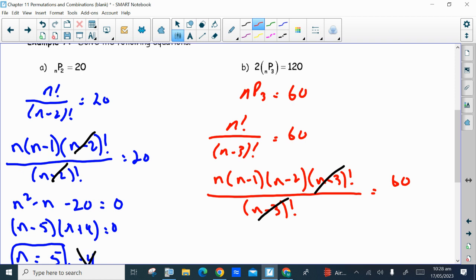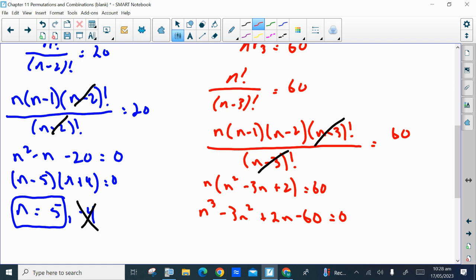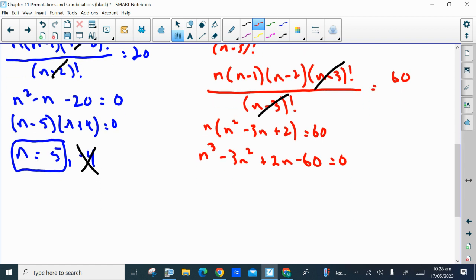And now we're going to have a third degree polynomial. So let's first multiply the n minus 1 and the n minus 2 together. That'll give me n squared minus 3n plus 2. Multiply out the n now, and bring the 60 over. And there's the third degree polynomial that we need to solve. Back in chapter 3, we factored third-degree polynomials.